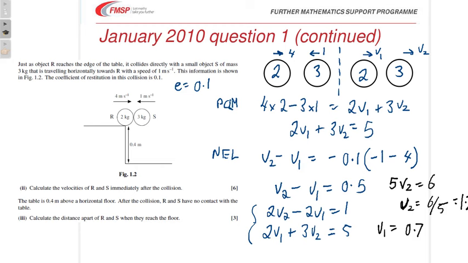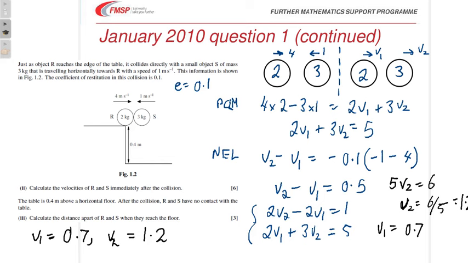Just in case that 1.2 is off the side of the video because it's getting close, I'll write them again here. V1 is 0.7, and V2 is 1.2.